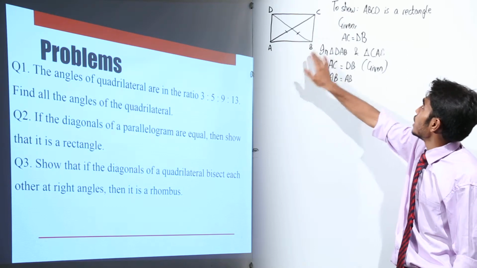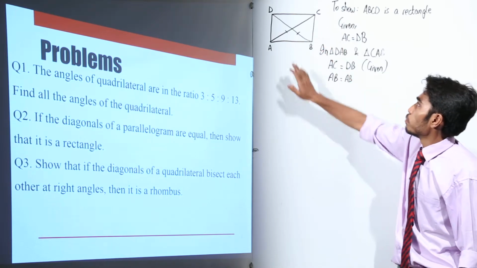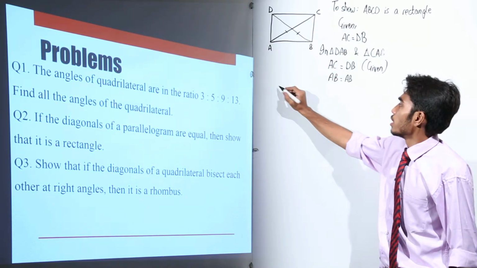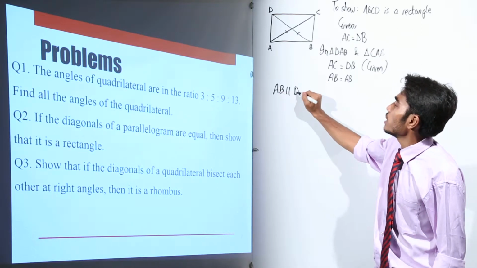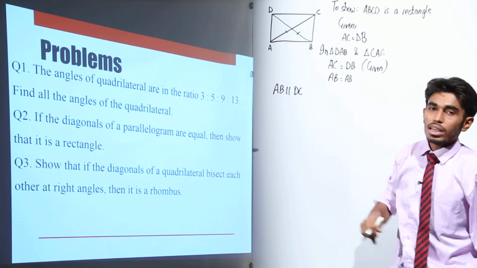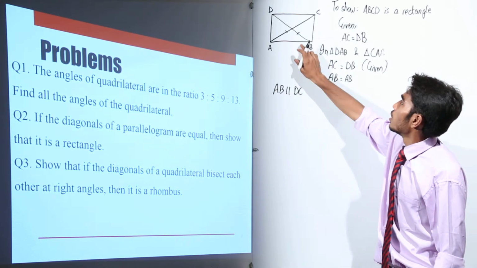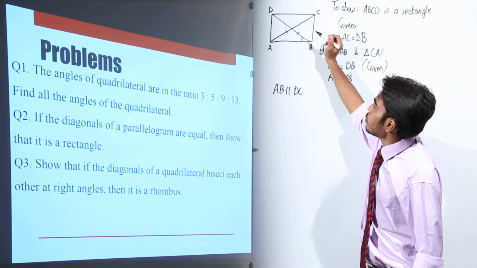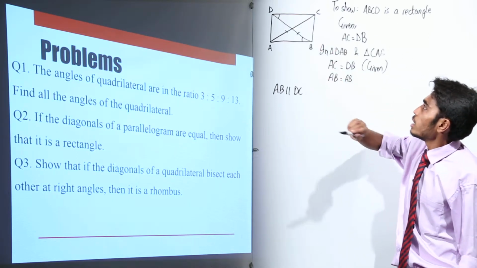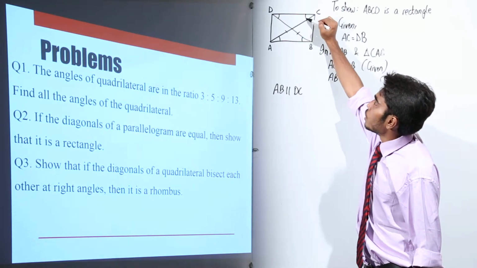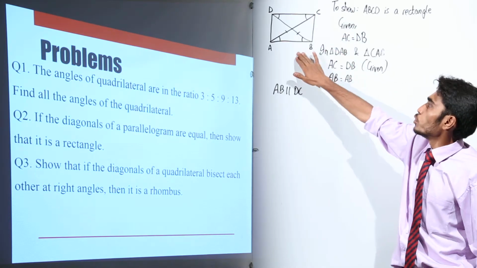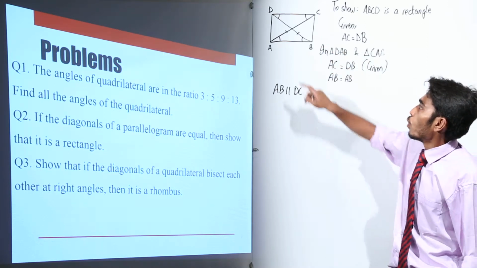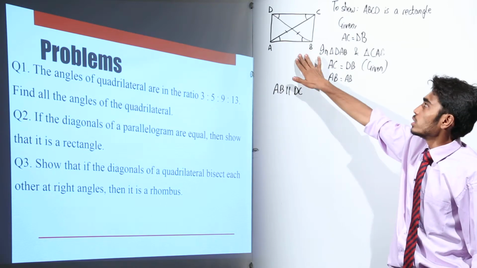Now I know that ABCD is a parallelogram, so I can say that AB is parallel to DC. Because AB is parallel to DC, and DB is a transversal, I can write that this angle should be equal to this angle, and similarly this angle should be equal to this angle. But that is of no use here because we just need to show that the two triangles are congruent to each other.